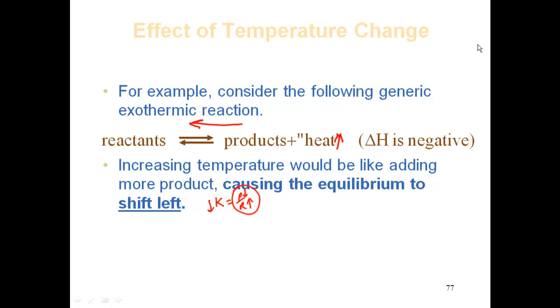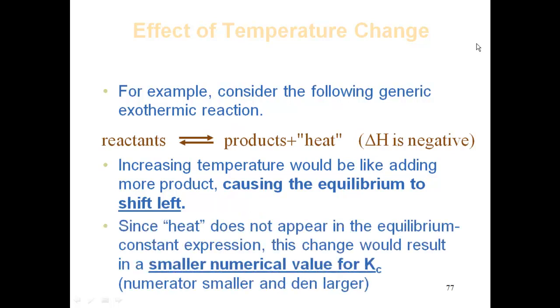Okay, so since heat does not appear in the equilibrium constant expression, this would change the result, and what we get is a smaller numeric value for K. Basically, if I have an exothermic reaction and I increase heat, it's going to shift to the left. By shifting to the left, my products decrease in concentration and my reactants increase in concentration, which then allows my whole K to decrease.